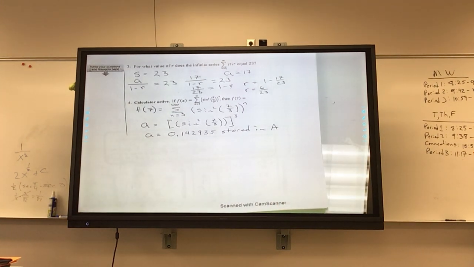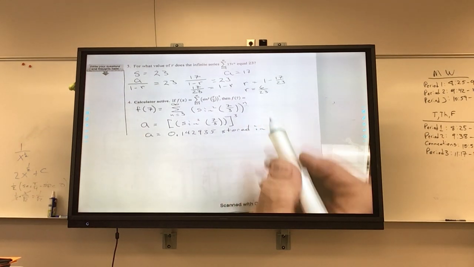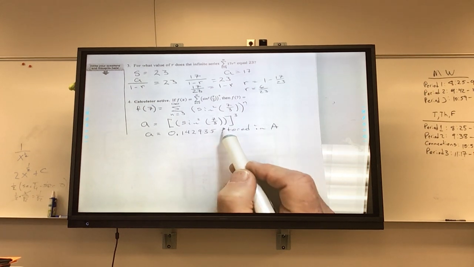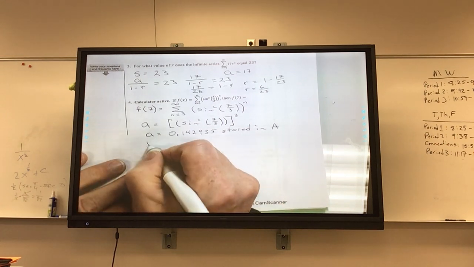You should know how to do that now, right? Why do you have to write that? Because we're going to find what f of 7 is. F of 7 is this, correct? And all I did was put this in the first term. So I know my first term is this. Okay? That's the first one. What's R going to be?